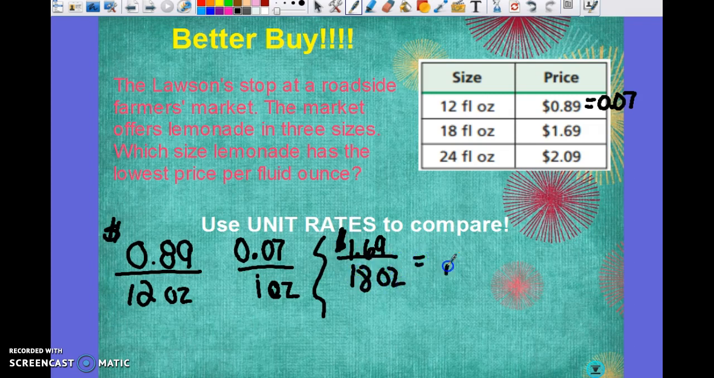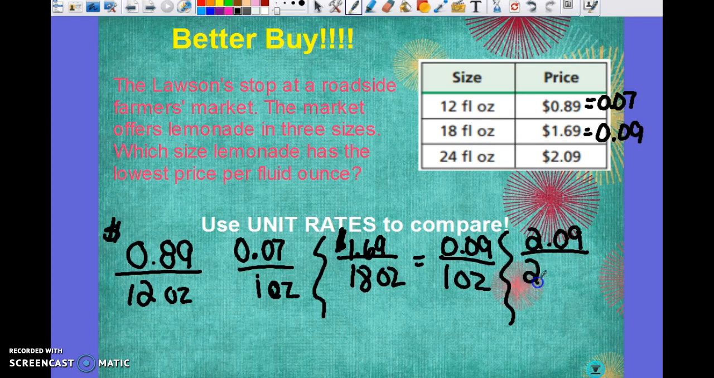The second one, $1.69 for 18 ounces. And again, we want to know how much it is per ounce. So we're going to do 1.69 divided by 18, and we get 9 cents. So this one's 9 cents per ounce. A little bit more. And now let's look at the last one. We have $2.09 over 24 fluid ounces. You guys get the gist.